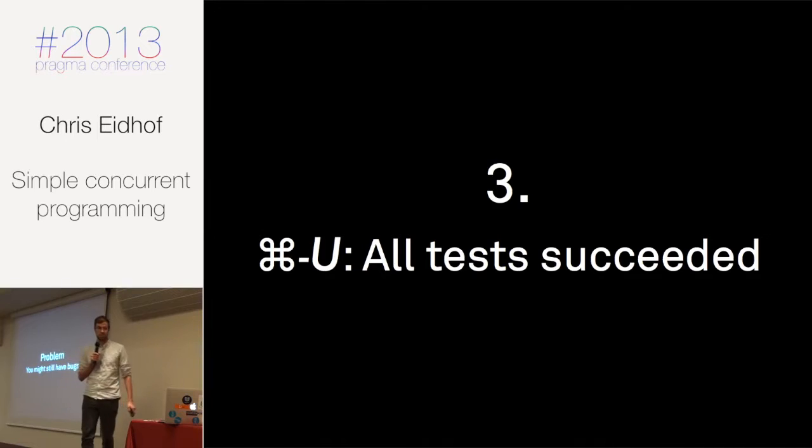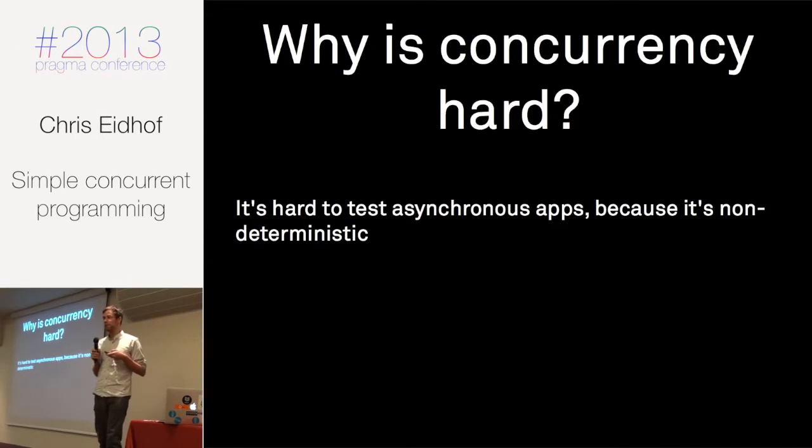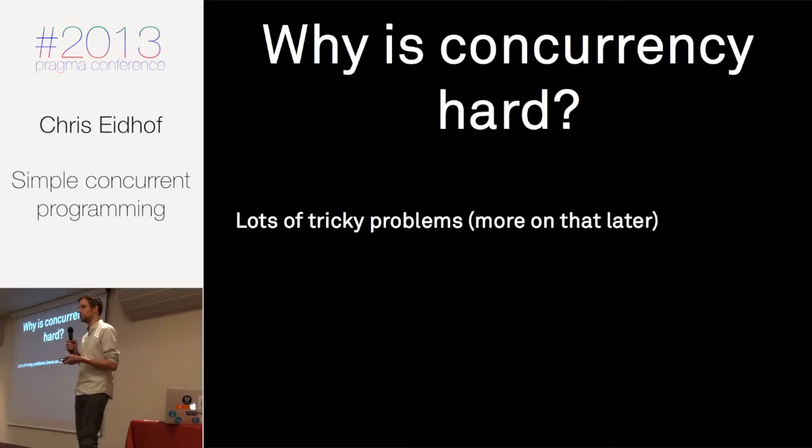You might still have bugs. And because parallel code is non-deterministic, it's very hard to test. You never know which path is going to be taken. And we'll discuss this a bit later, but there are lots and lots of tricky problems. Once you do make your code parallel, you will probably introduce new problems.